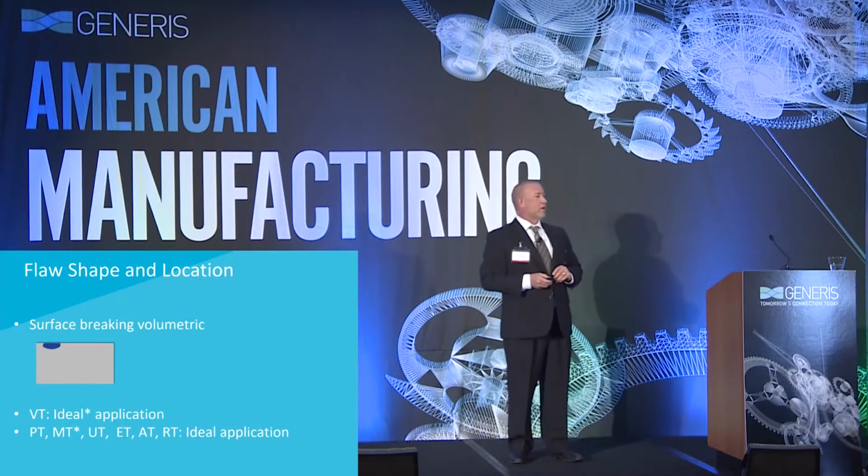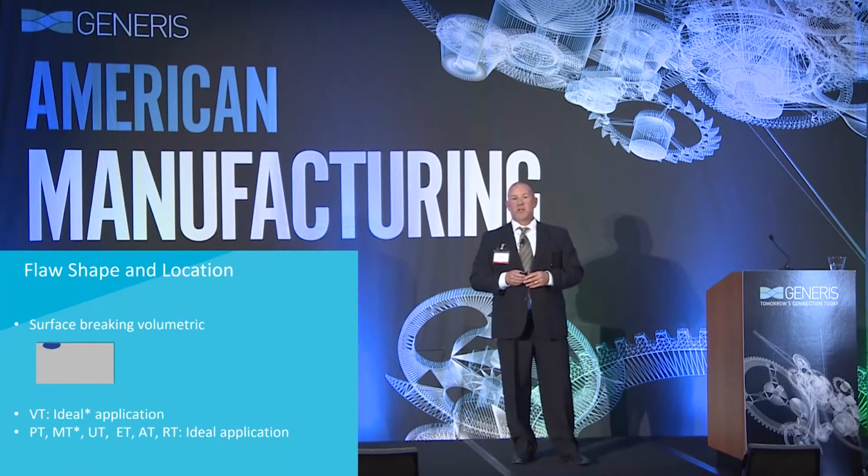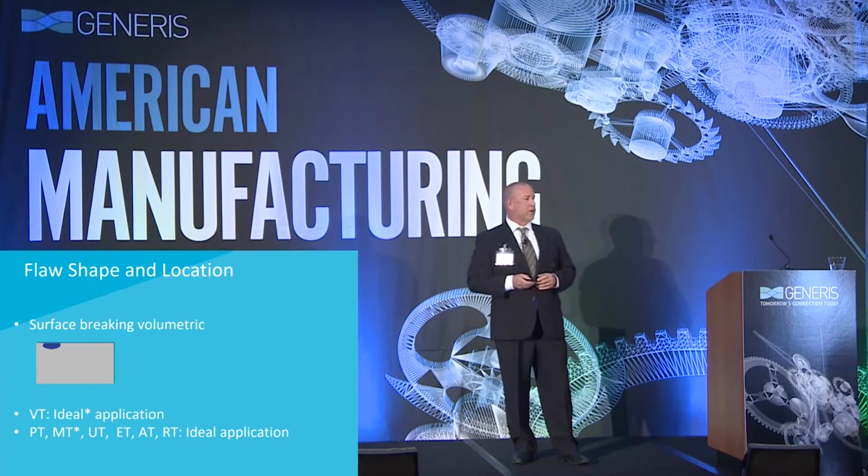Here's a volumetric flaw. Now we say visual. If there is such a thing as an ideal application for visual inspection, it's this. We want a big, ugly, nasty booger on the surface of the part. We've got a shot at finding that with vision. It's about the only chance we have of finding something with vision. For all of the other applications, because it's volumetric, because it's so obvious, it is an ideal application for pretty much all of the disciplines.